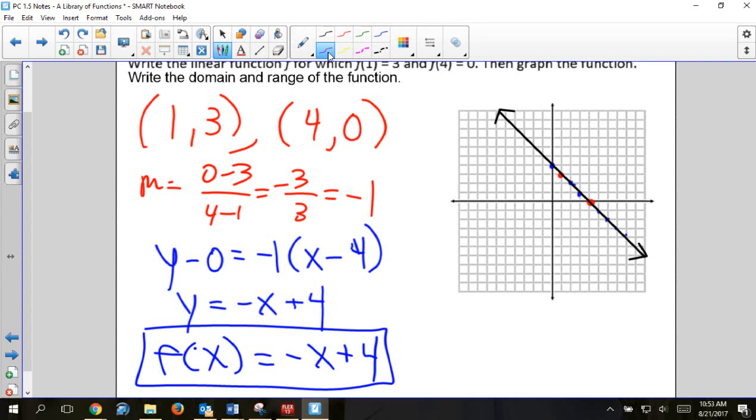All right, it does also say in the directions to find the domain and range. So left to right, domain. What do we have? All real numbers. Range, up to down, down to up, I mean. All real numbers. So when you do your assignment, you're going to be answering all those same questions. Make sure you don't skip stuff in the directions.